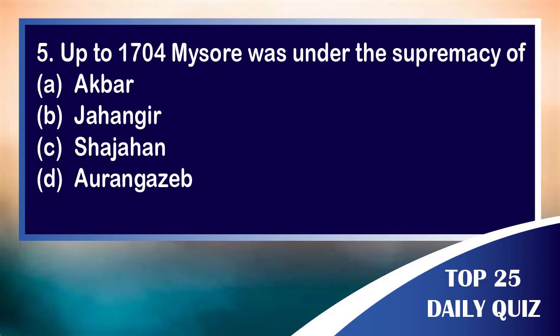Question 5th. Up to 1704, Mysore was under the supremacy of Option A, Akbar. Option B, Jahangir. Option C, Shah Jahan. Or Option D, Aurangzeb. The correct answer is Option A, Akbar.